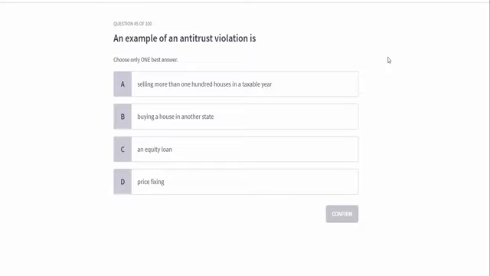Alrighty. Here's a fun one. Question 45. An example of an antitrust violation. Uh-oh, we talked about this earlier, remember guys? It gives us four options. A, selling more than 100 houses in a taxable year. B, buying a house in another state. C, an equity loan. Or D, price fixing. So go ahead and take some time, figure it out, come up with what you think is an example of an antitrust violation.